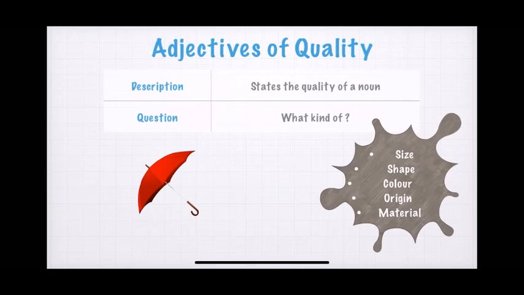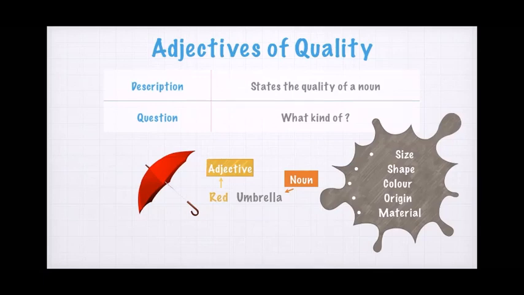Now, what is this? This is an umbrella. Umbrella is a noun. So, if I add the word red, I say red umbrella. So, what kind of umbrella? Red umbrella. So, the word red gives the quality to this noun. So, red is an adjective. It is an adjective of quality.